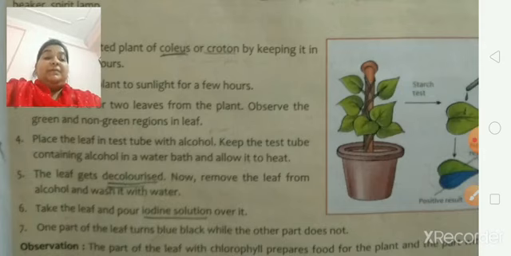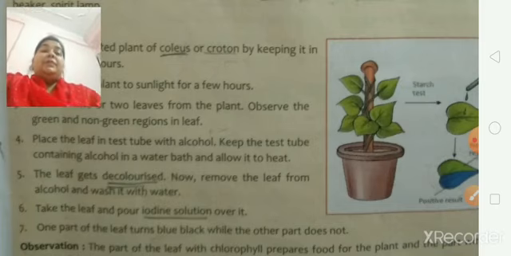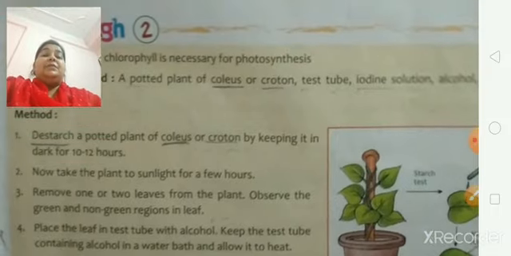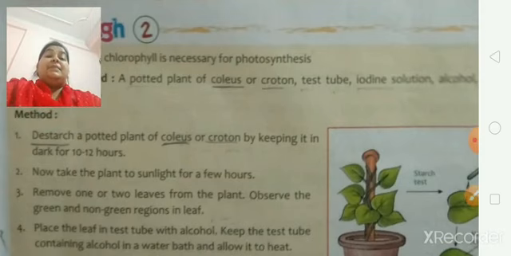So this is done by leaving the plant in a dark place for a long period of time, and due to the lack of photosynthesis in this place, the stored starch is used up, thus the plant is discharged. Is it clear? Therefore, now read out the points. Discharge a potted plant of colors and protein by keeping it in the dark for 10 to 12 hours.